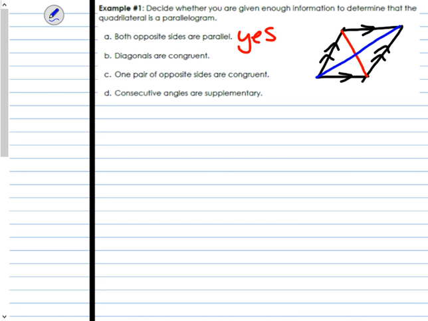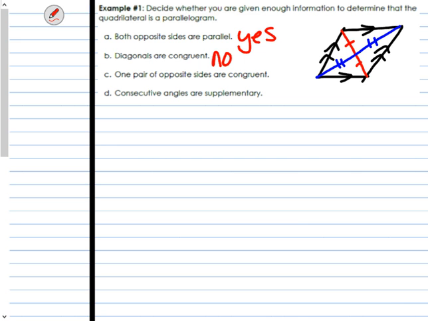I know that the red line is cutting the blue line in half. So this portion is congruent to this portion. And the blue line is cutting the red line in half. This piece is equal to that piece. But I do not know if the whole red line is equal to the whole blue line. That's not enough information to say that this is a parallelogram. So this would be a no.